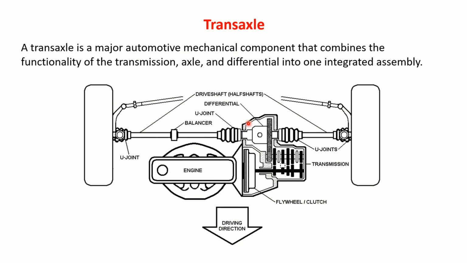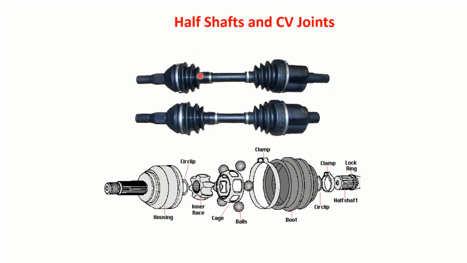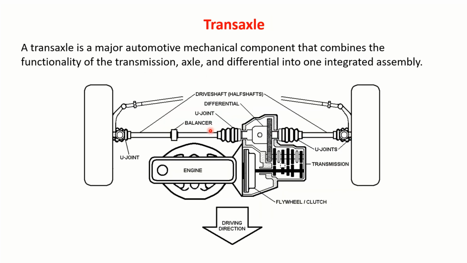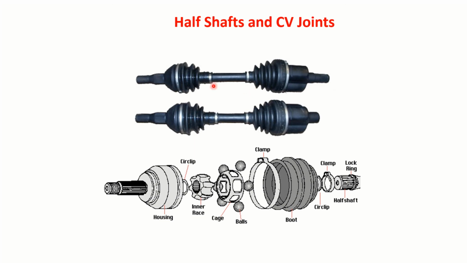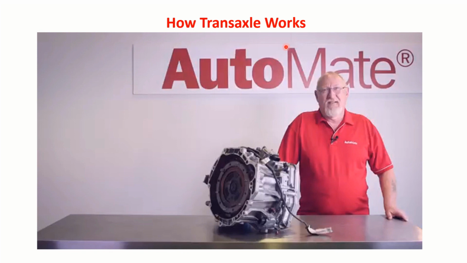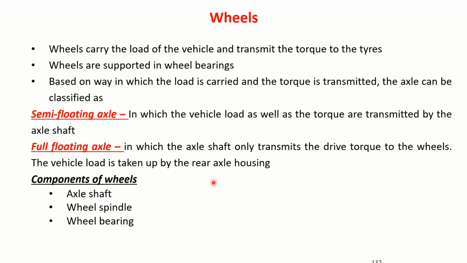You can find this in front engine, front wheel drive vehicles. Now these shafts, we call them half shafts. And these are what you call constant velocity joints. Here you have a constant velocity joint, here you have a constant velocity joint. How the transaxle works, you can watch this video. That video will explain the working of the transaxle.